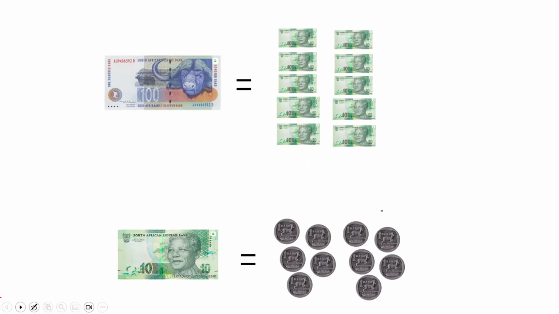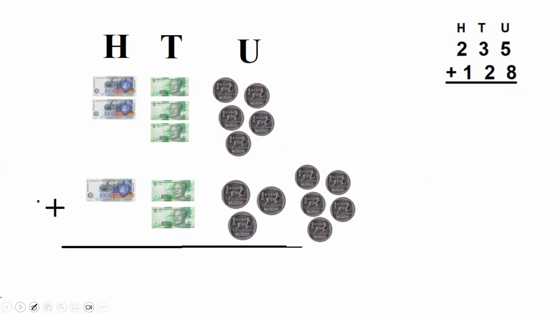Okay. So now, let's look at the addition. For example, I've got 235 Rand and I'm adding it to 128 Rand, right?